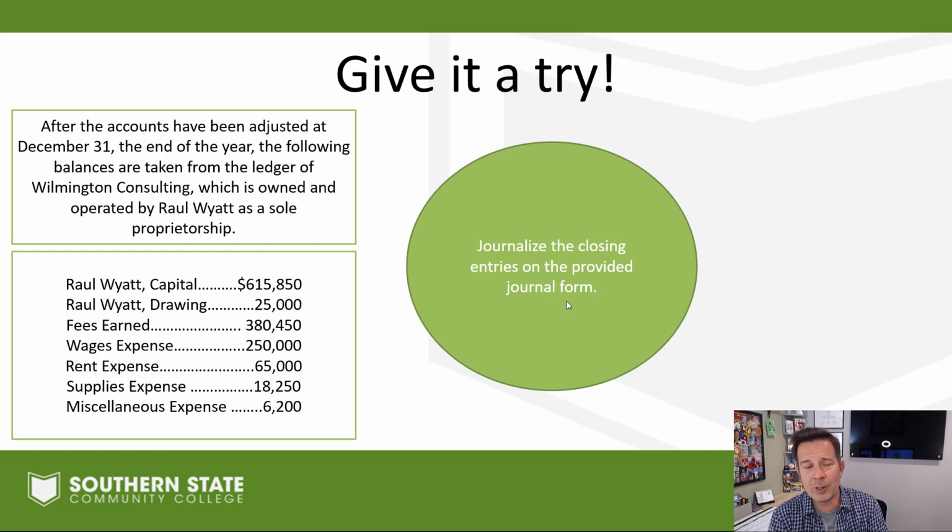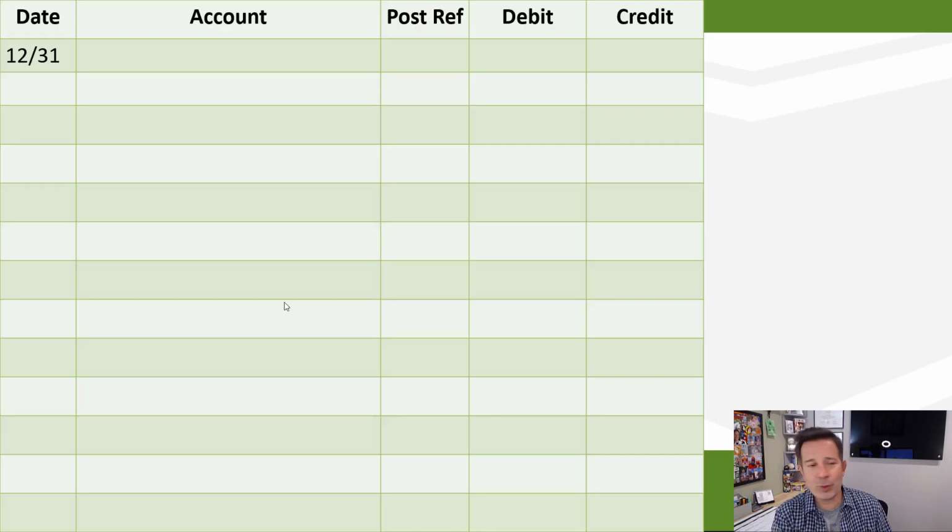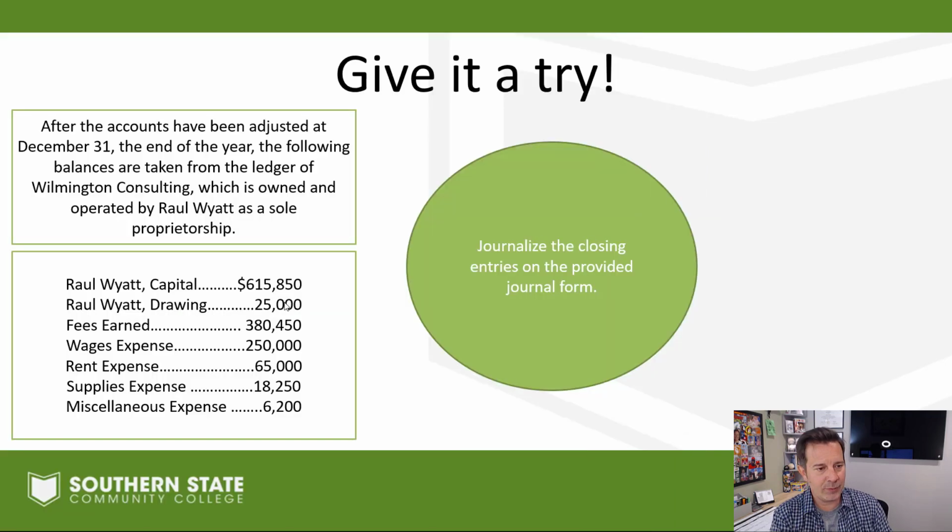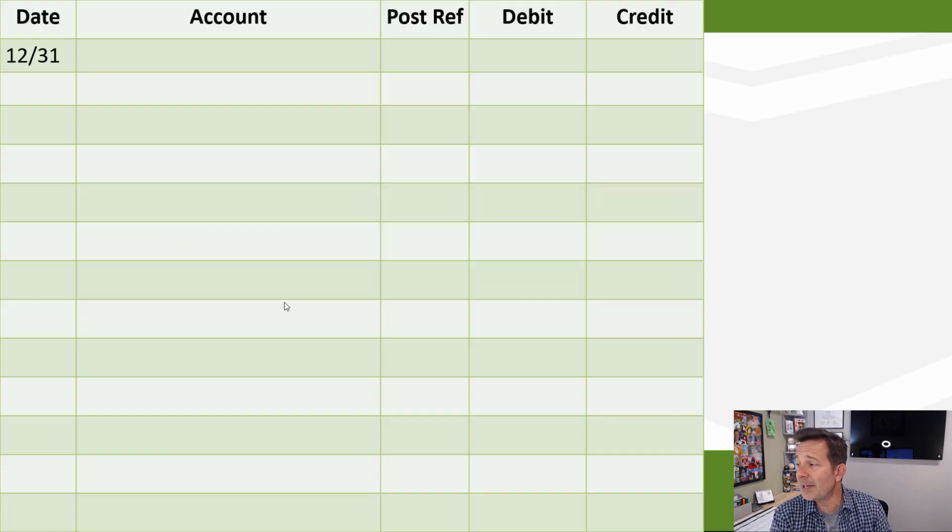So I've given you a couple of forms on the next few slides. You can try to close out the drawing, the revenue, and the expense accounts to capital. Give it a shot. Here's our journal entry form. You can print that off. You can write it out longhand if you want to use that as your guide right there. You can write it out and then see if you can make that closing entry. And we'll come back and show you what you should come up with.